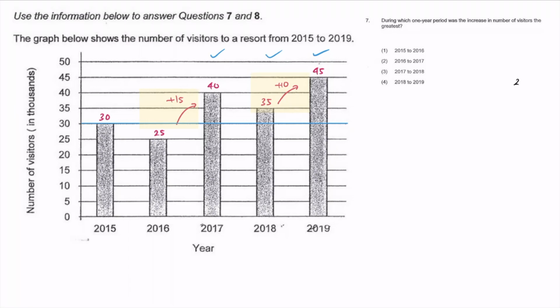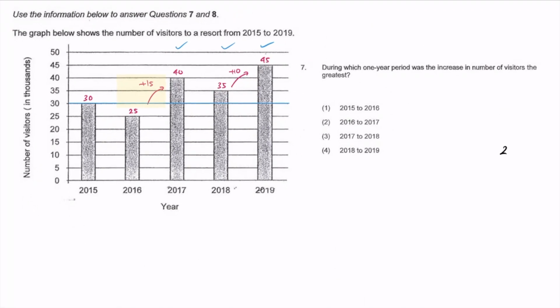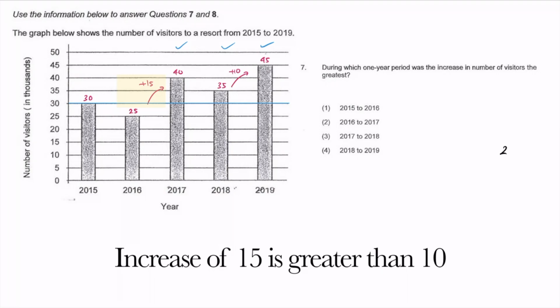So next up, we are looking at a graph question. It shows the number of visitors from 2015 to 2019. The question, during which 1 year period was the increase the greatest? So I'm only focusing on the years when there was an actual increase. So 2015 to 16, there was a decrease. So I'm going to ignore that. I'm interested in the 2 periods of increase here. So just read the graph and find the increases. In this case, I found that it's 15 and 10. So which one is the greatest one? That will be 15, being greater than 10. So which time period is that? So the answer is number 2, between 2016 to 2017.